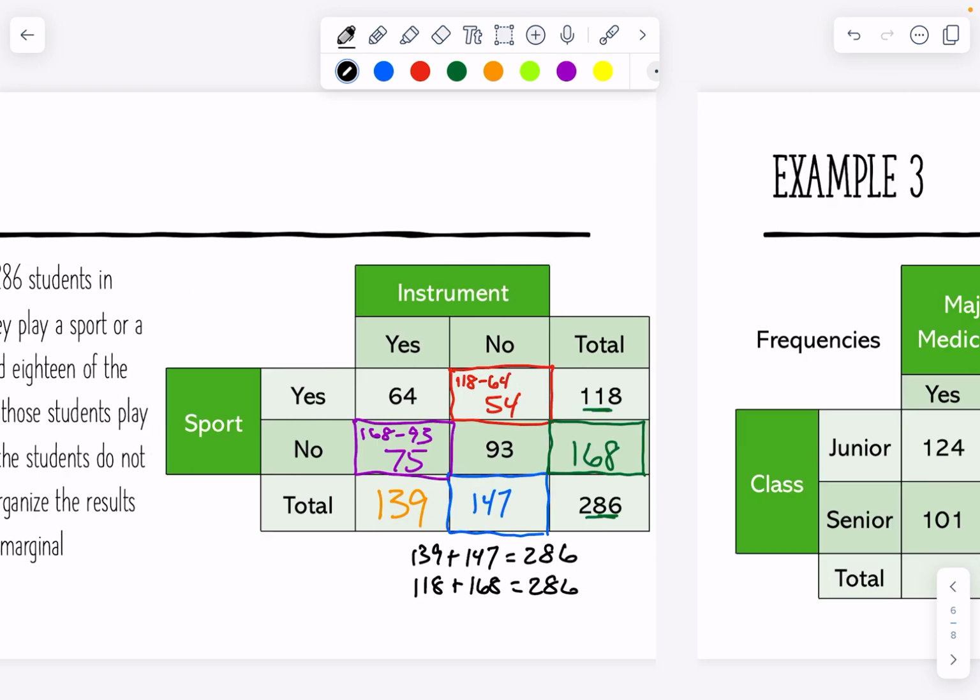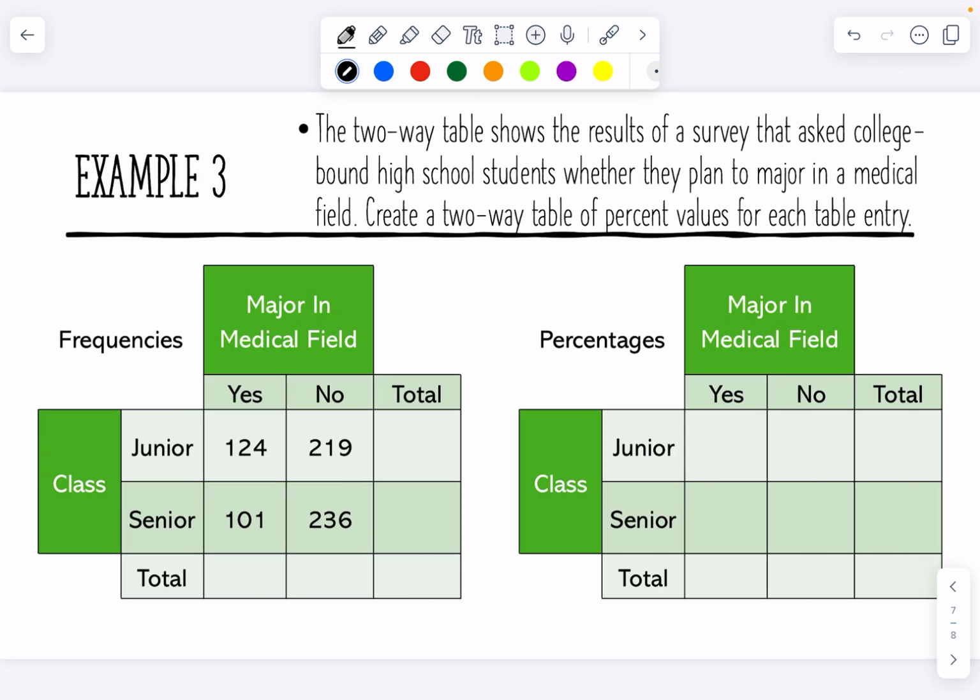Last example I got for you, we're going to be finding some relative frequencies. First thing I got to do is figure out all my totals and then basically do some simple division to identify the percentages of each joint frequency as well as the marginal frequency.